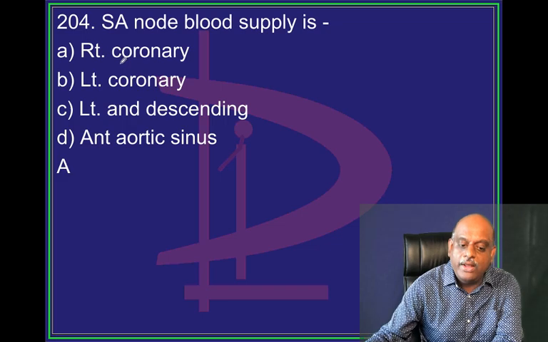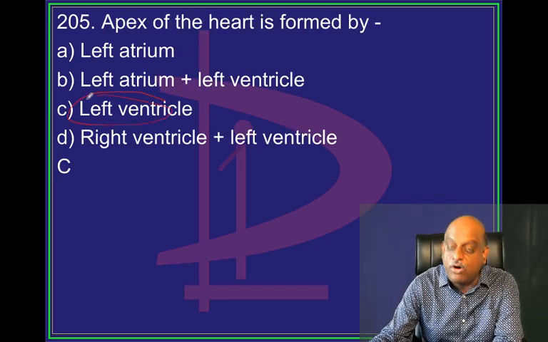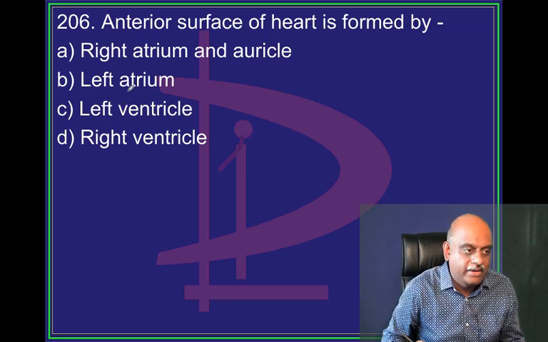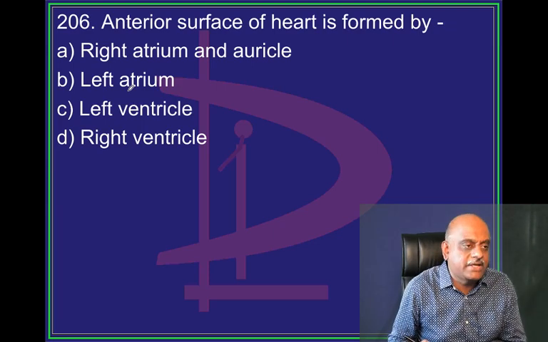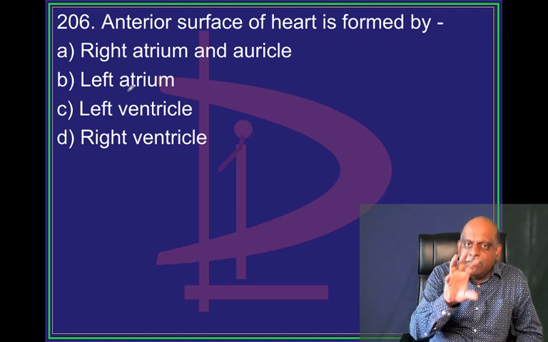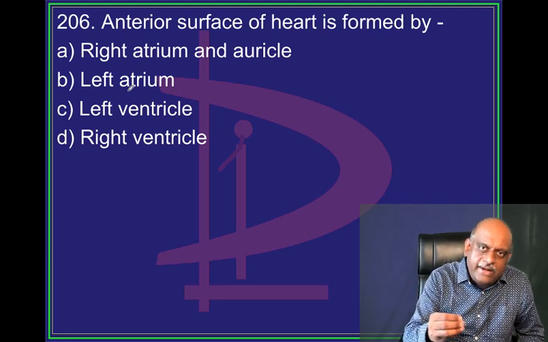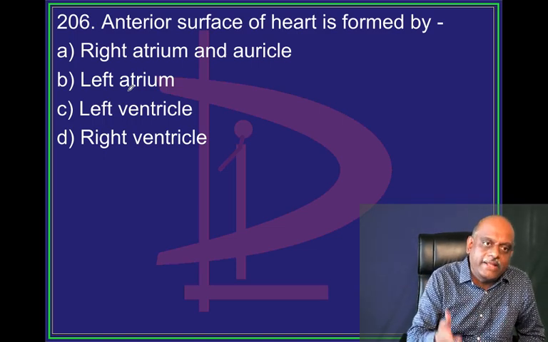The SA node has the right coronary artery as its blood supply. The apex of the heart is formed by the left ventricle. I'll try to go really fast. The intention of this test discussion is to quickly run through the questions. Some questions require a little detailed review, right? And finish as many questions together.